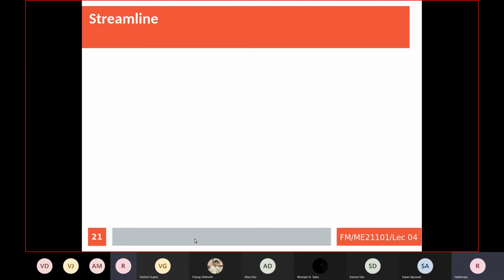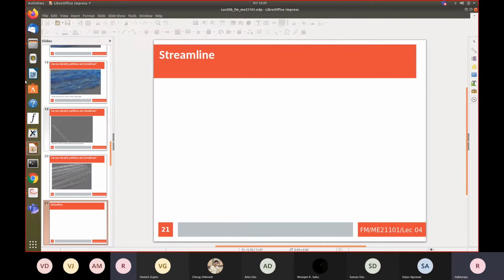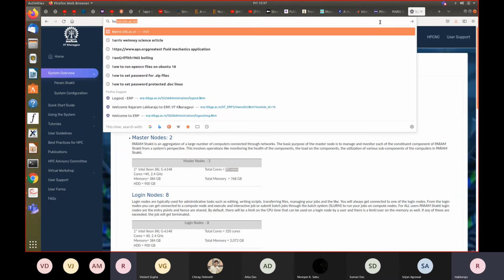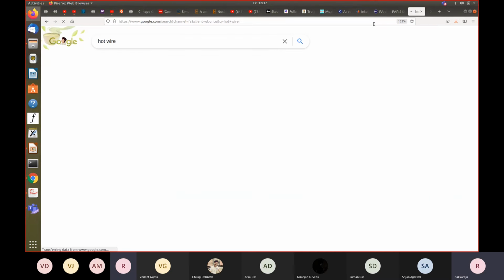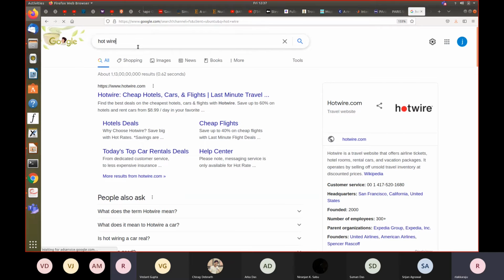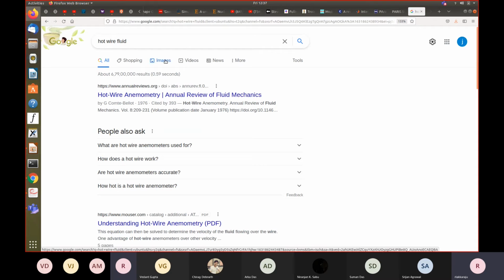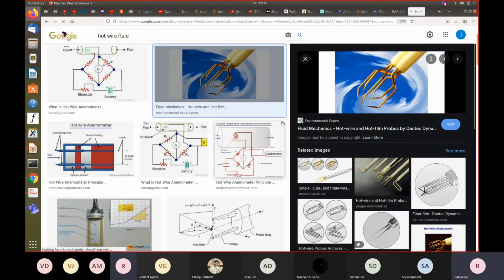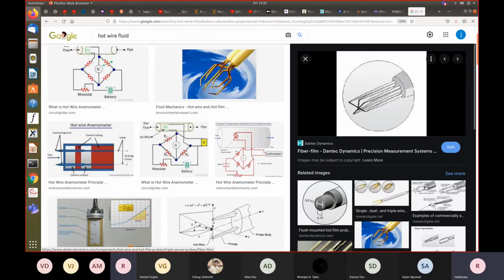How do you measure? You might use something named a hot wire. In earlier days, people tried to use that. Hot wire, hot probe, something like that. Hot wire anemometer. Can you see this picture? Yes, sir. So that one, or perhaps this one.